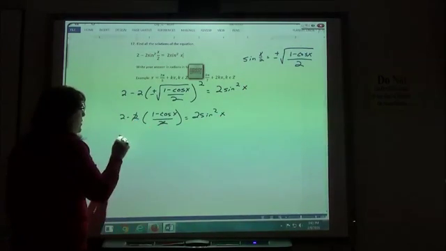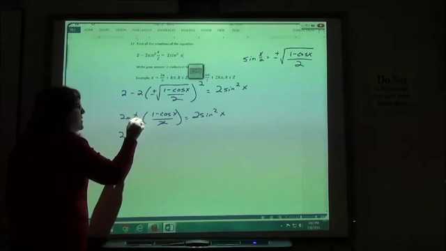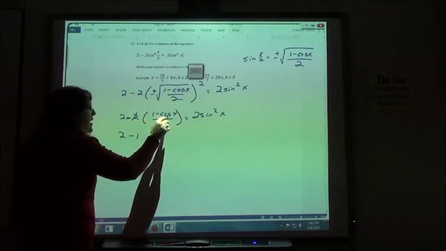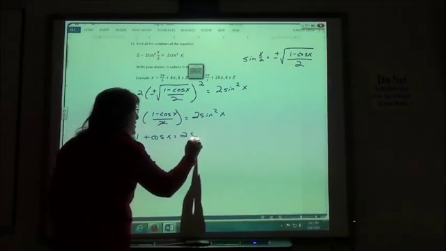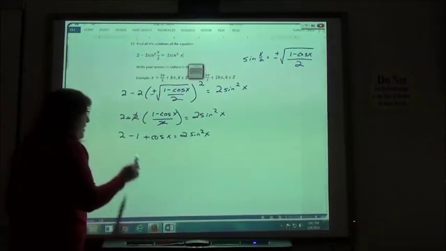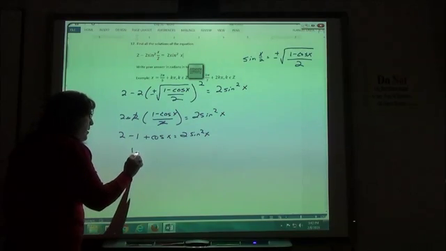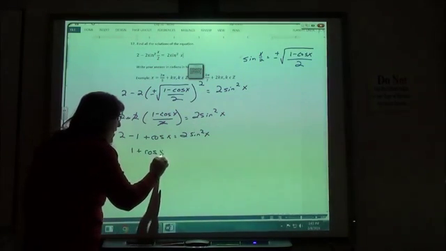2's are going to cancel. 2, this is minus, so minus 1, negative times a negative would make that plus cosine of x equals 2 sine squared of x. 2 minus 1 would be 1 plus the cosine of x.